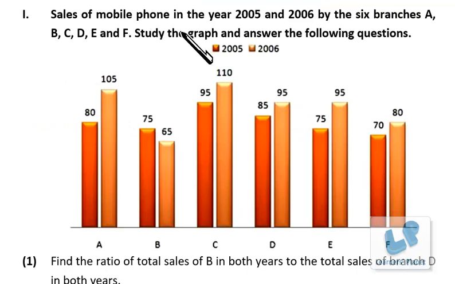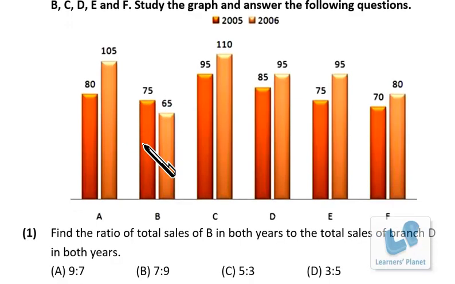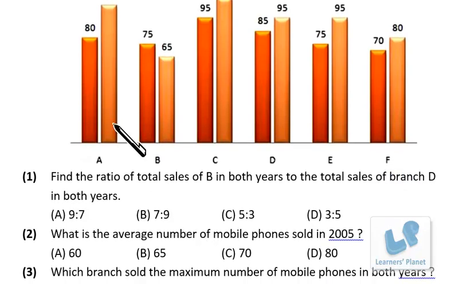Sales of mobile phones in the years 2005 and 2006 by six branches A, B, C, D, E and F. Study the graph and answer the questions. Okay. So the first question, find out the ratio of total sales of B in both the years to the total sales of branch D in both the years. So total of B is 140 and total of D 180. So that is 7:9.